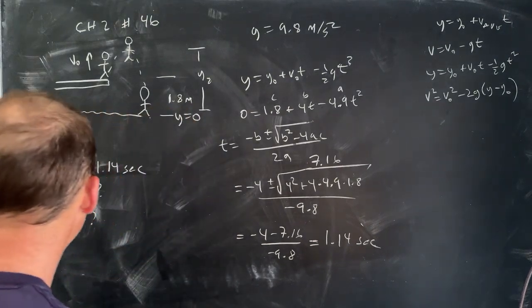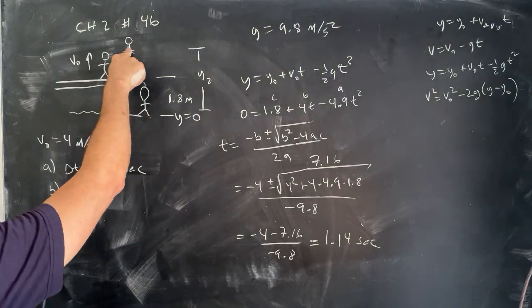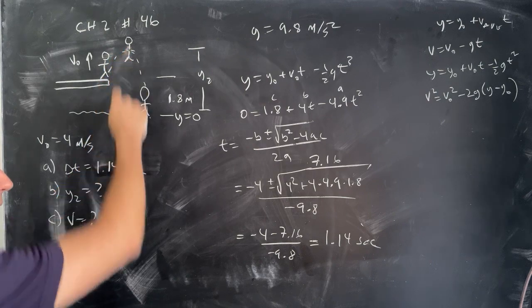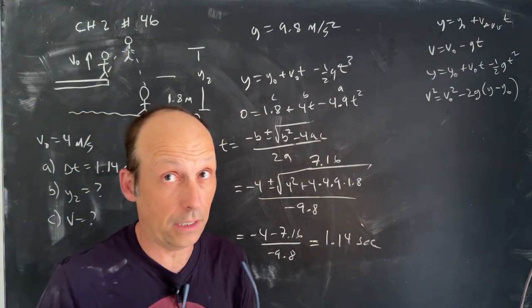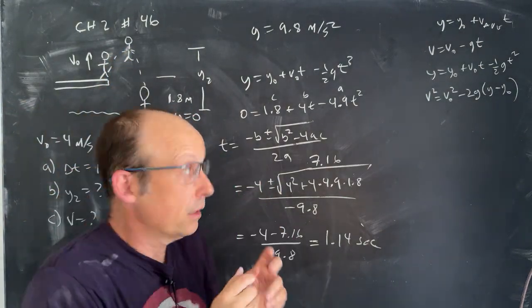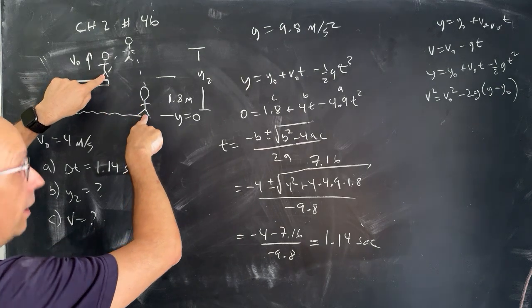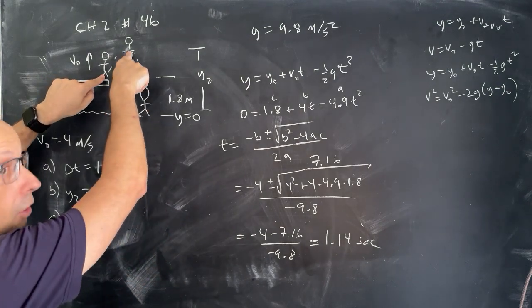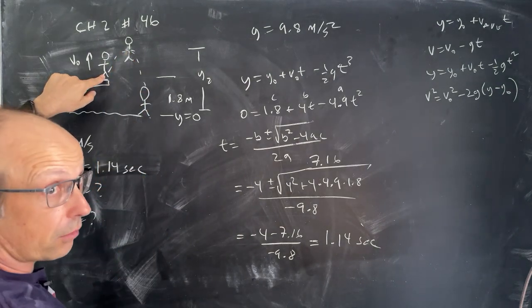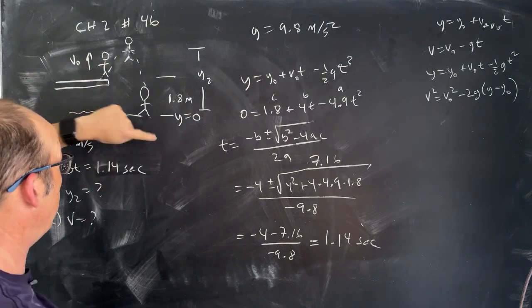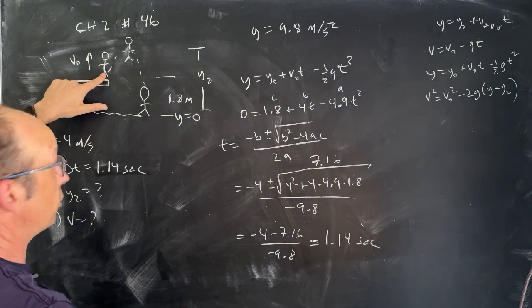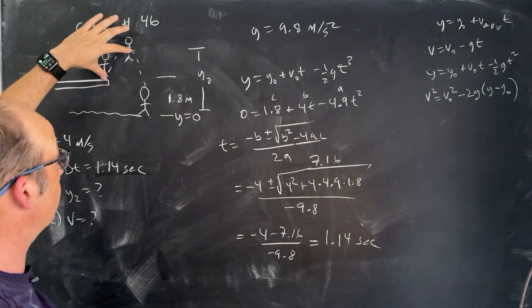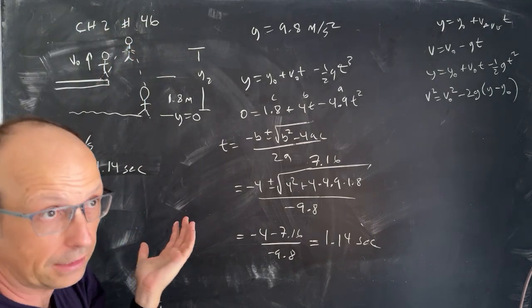Okay, next question says, how high did they go? Okay, that's a tough question right there. Because if we know how long it takes to go from here to there, do we know how long it takes to get here? And the answer is no, we don't, right? These are not even symmetrical things because she started up here and ended down there. So this is going to take less time than that. We don't even know what that is.